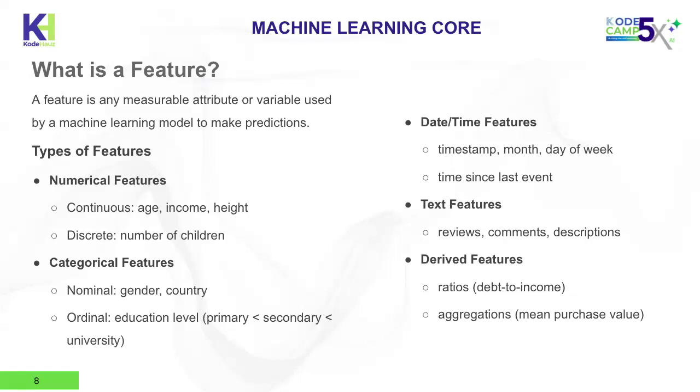So what are the types of features that we can have? Like we've already mentioned, we have several broad categories of features. So we have the numerical features. Numerical features are features that are represented as numbers.